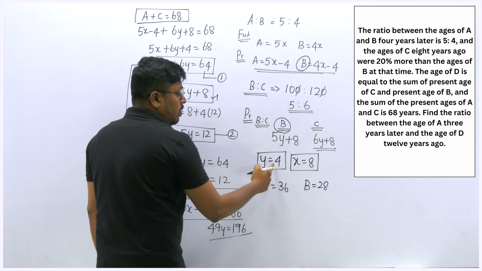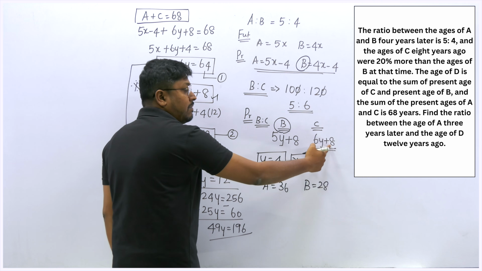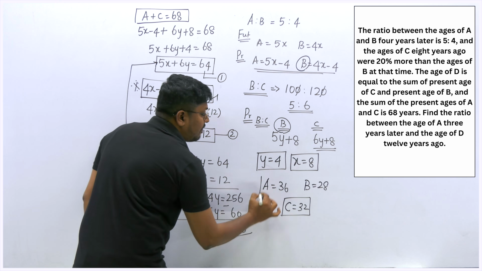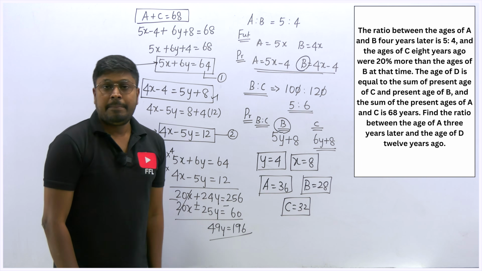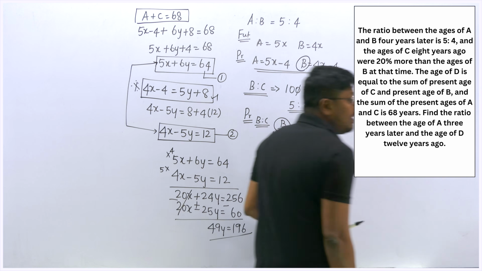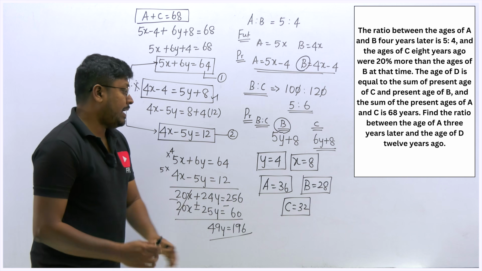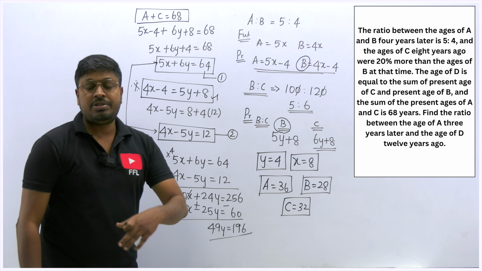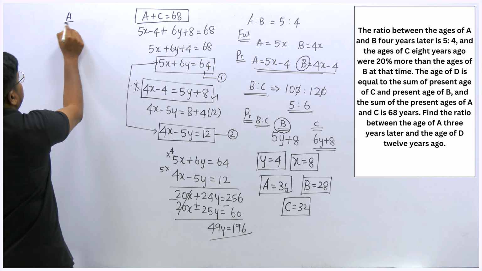And what about C? We know the value of y is equal to 4. So 6 fours are 24. So 24 plus 8 will be 32. So C's age will be 32. Finally, we got the values of A, B and C, that is all three persons' present ages. Now according to the question, we are asked to find the ratio between the age of A 3 years later. So from 36, 3 years later means you have to add 3. 36 plus 3 will be 39. So A's age will be 39.